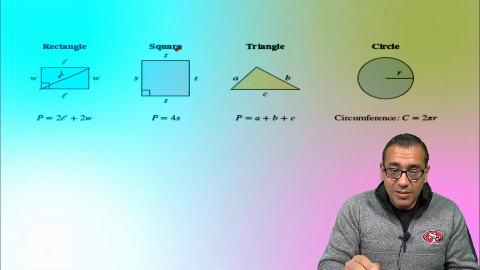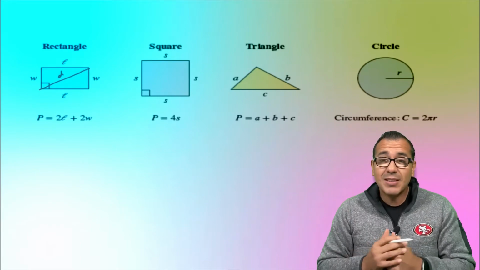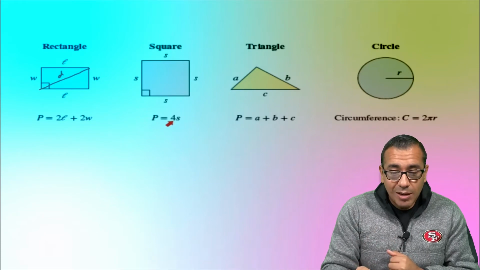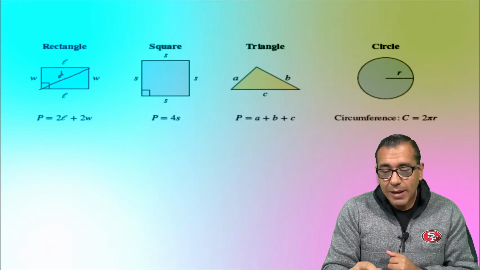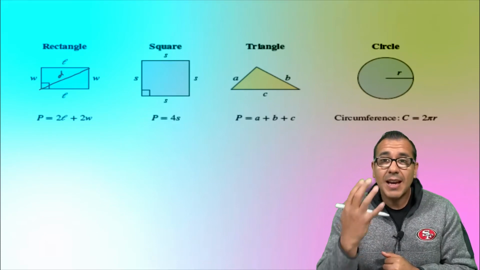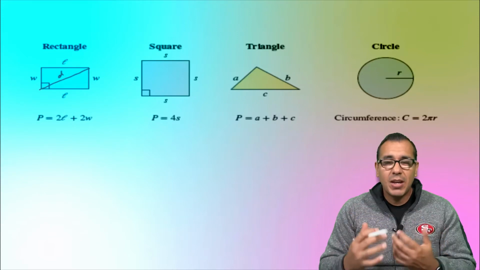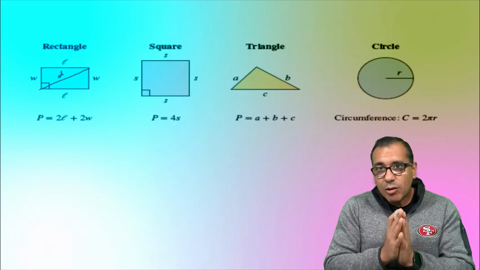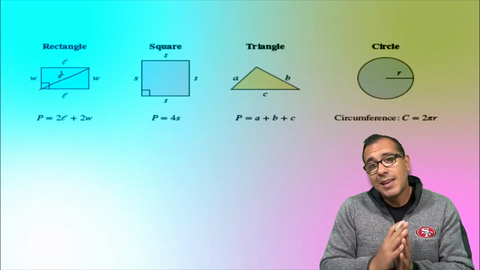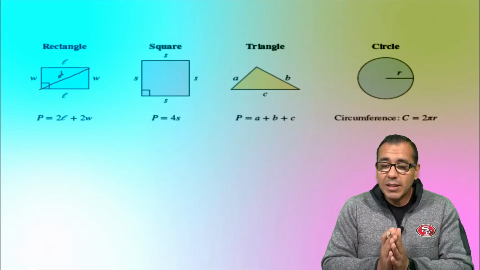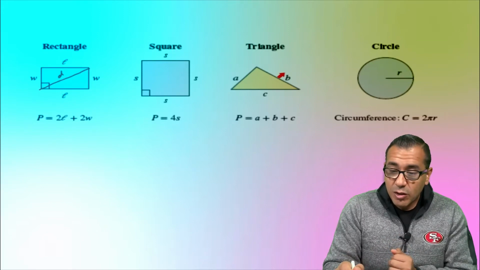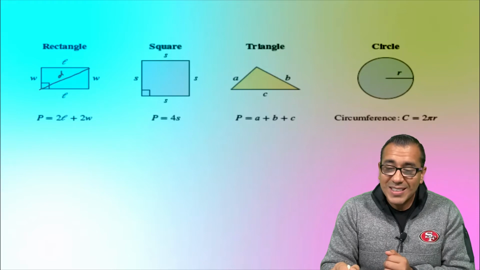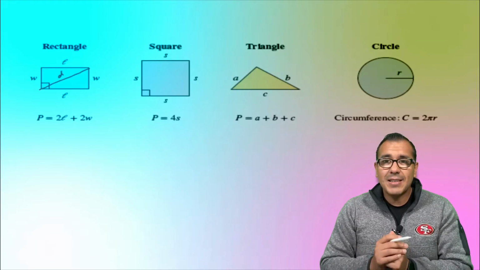Notice for a square, all the sides are the same. So because all those sides are the same, we're allowed to just multiply any one of those sides times 4. Sometimes these formulas will help save us some time, and later on, as you move throughout algebra and calculus, you're going to see how they really do help us out. If you have a triangle, again, all you do is add up all these distances, and it's that easy.